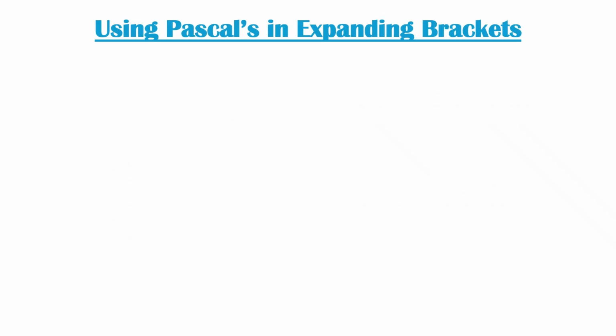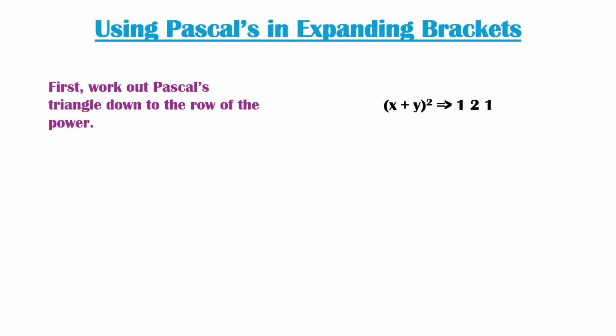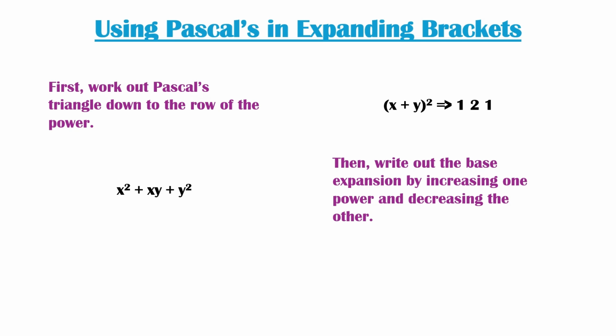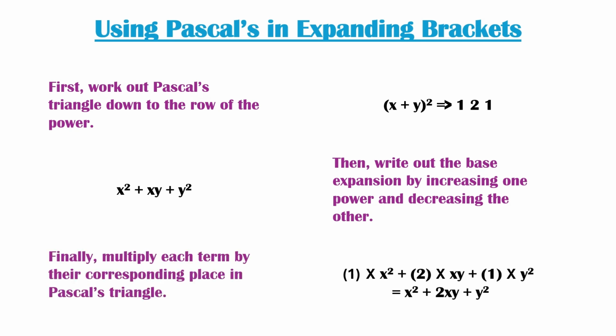Now, to expand brackets using binomial expansion, you first need to take a look at its power. This will correspond to the index you want to use. For example, to the power of 2 uses the row 1, 2, 1. Then, write out the base of the expression by decreasing the first power and increasing the second. Finally, multiply each of the terms by the number it represents on Pascal's triangle. Right, let's do some practice questions.